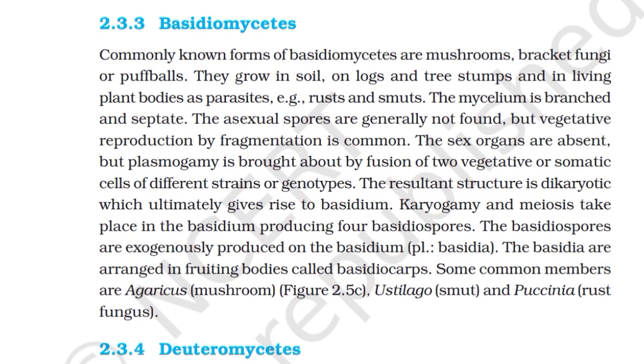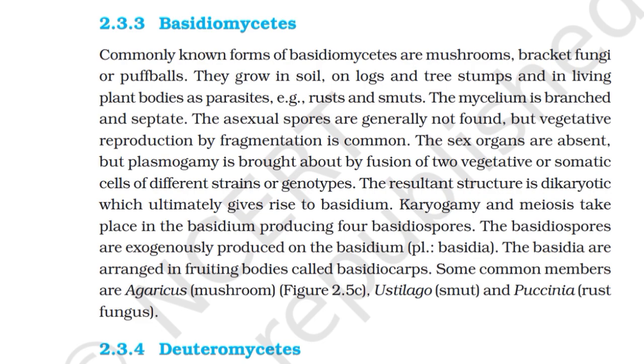Basidiomycetes. Commonly known forms of basidiomycetes are mushrooms, bracket fungi or puffballs. They grow in soil, on logs and tree stumps, and in living plant bodies as parasites, example rusts and smuts. The mycelium is branched and septate. The asexual spores are generally not found, but vegetative reproduction by fragmentation is common. Sex organs are absent, but plasmogamy is brought about by fusion of two vegetative or somatic cells of different strains or genotypes. The resultant structure is dikaryotic, which ultimately gives rise to basidium.